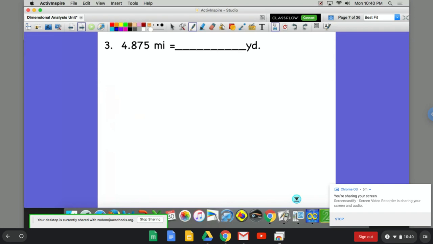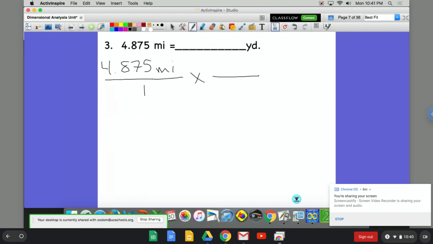Now, always take what is given and write it over 1. So we got 4.875 miles over 1 times something. Now, once again, we can't go from miles to yards, but what can we go from? And hopefully you're looking at your sheet and you can see that we can go from miles to feet. And so we're going to do that first because we will notice that we can go from feet to yards. So this one, we're not just going to have 2 unit rates or 2 fractions. We're actually going to have 3.